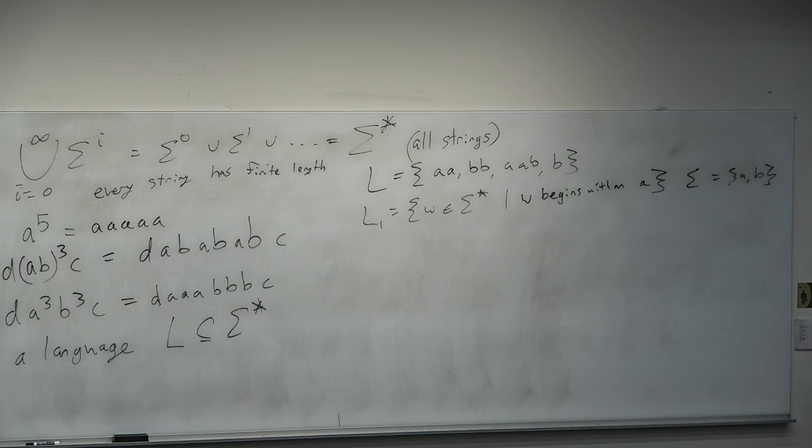It's more than 2. How many strings begin with an A? Half? Half of what? If you're doing sigma star, where your original sigma is A and B, how many strings are in sigma star? Aleph null, or something like that. There are infinitely many strings, and there are also infinitely many strings that begin with an A. So this is an infinite subset of an infinite set.